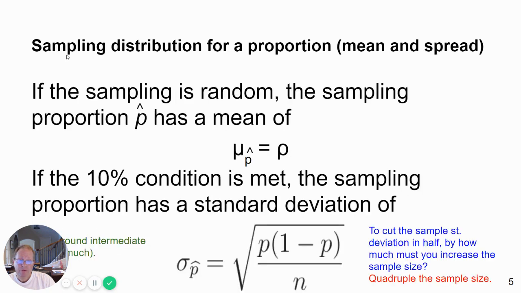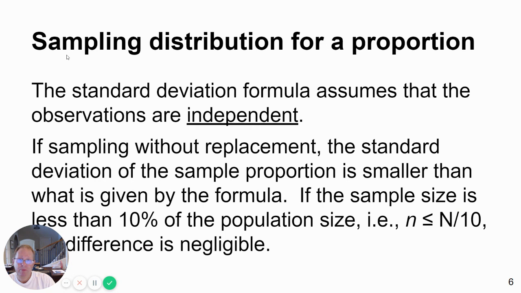The formula at the very bottom there for the standard deviation of p hat assumes that the samples were taken independently without replacement. If we are sampling with replacement, then we have to check the 10% condition. If the 10% condition is satisfied, then the fact that we sampled without replacement has a negligible impact on our calculations.